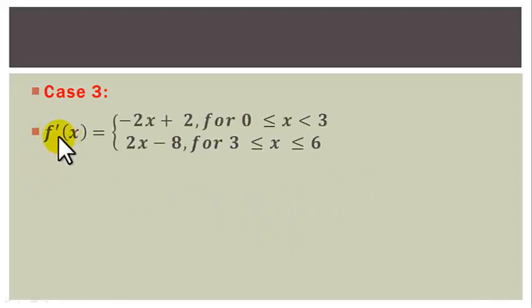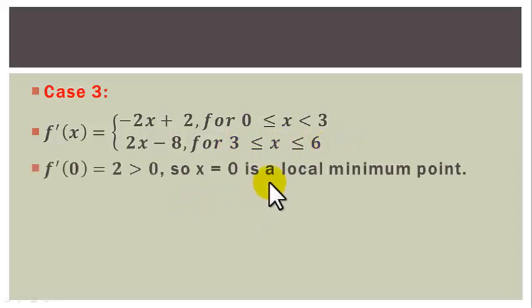We recall that the first derivative of our function f(x) was given to be -2x plus 2 in the interval x from 0 to 3, and 2x minus 8 in the interval x greater than or equal to 3 but less than or equal to 6. So we are now investigating the first derivative at the end points. We were asked to determine the maximum point in the interval from 0 to 6. So the value of our first derivative at x equals 0 is f prime of 0, and we are using this.